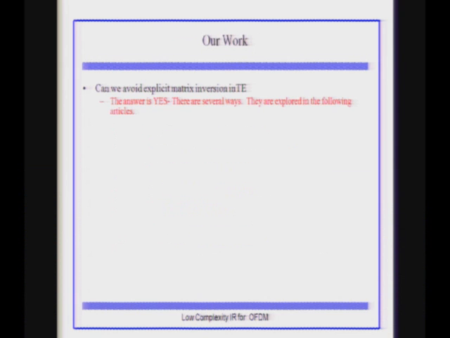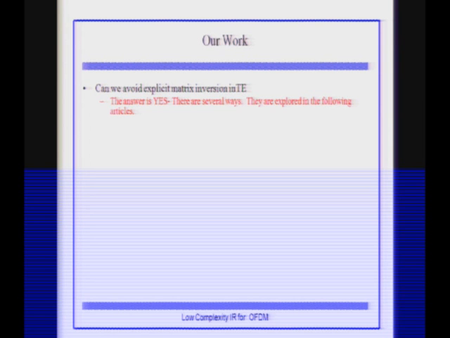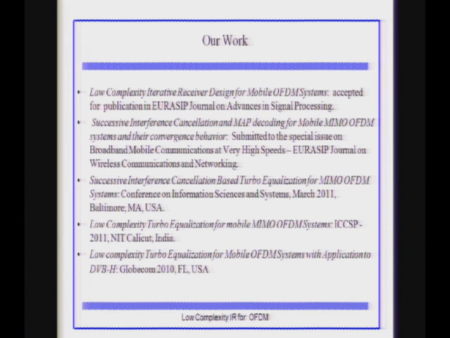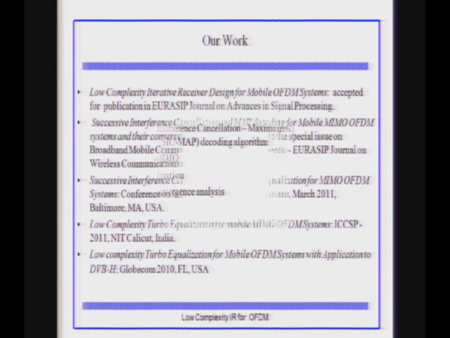Now, what we did is we took it to the next step. In fact, mine was an extension of the work that Iris was doing, and she was working on single carrier systems to deliver a turbo equalization scheme. So we took it to the next level: how can we avoid the matrix inversion altogether? That's the question. Our work is described in these papers.